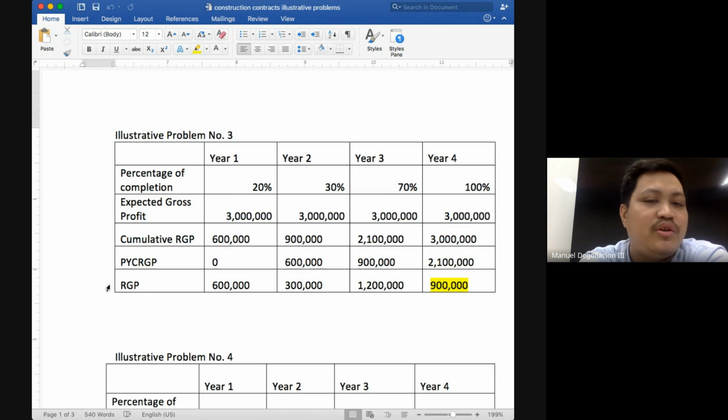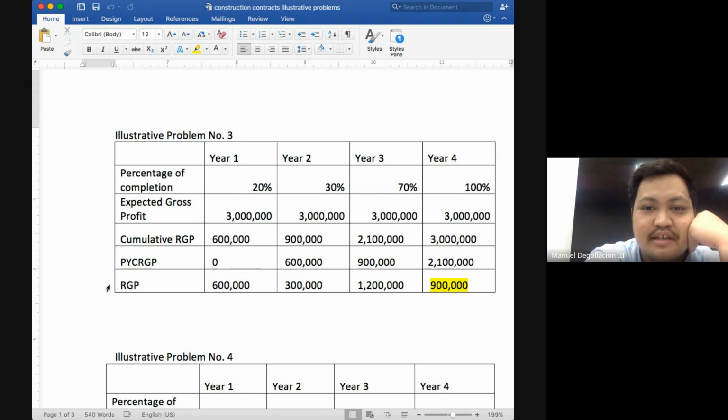again, the alternative solution will still work here. How much is the increase in year 2, class? In the percentage of completion, 10%. So 10% times 3 million, that will give you your 300,000 RGP. But again, that's not how I want you to solve it, because that will only work if expected gross profit is constant. Year 3, percentage of completion, 70%. Expected gross profit, 3 million.